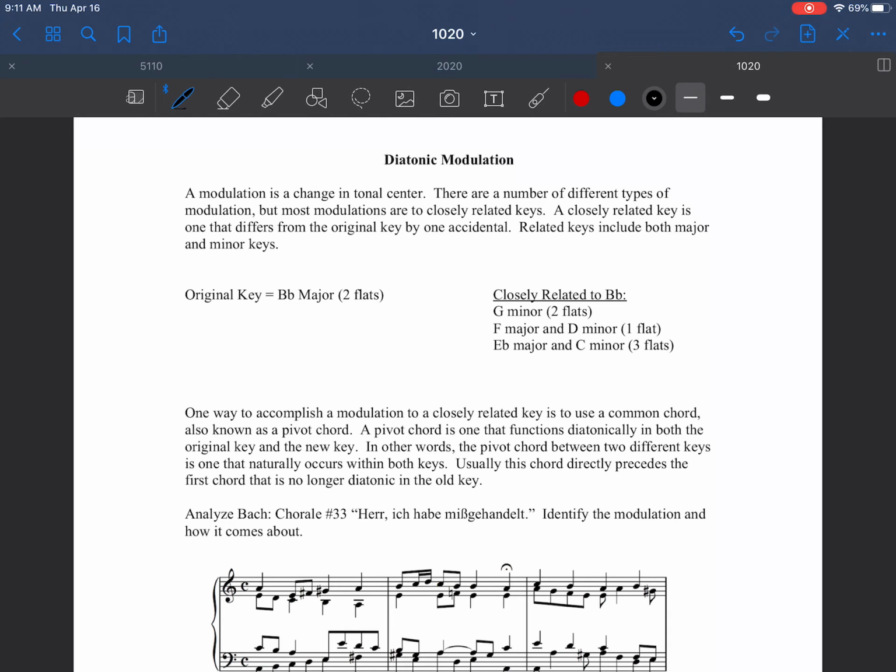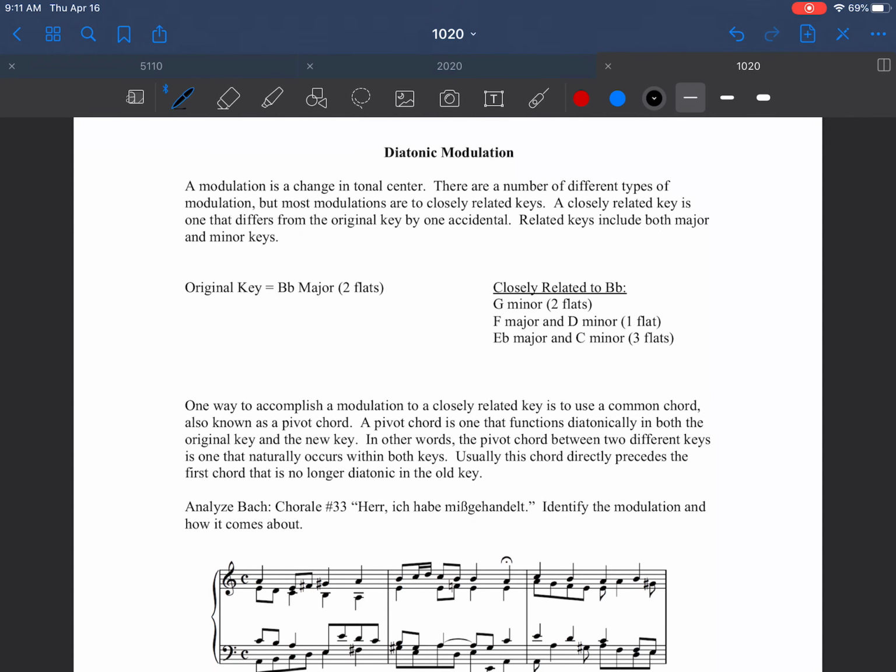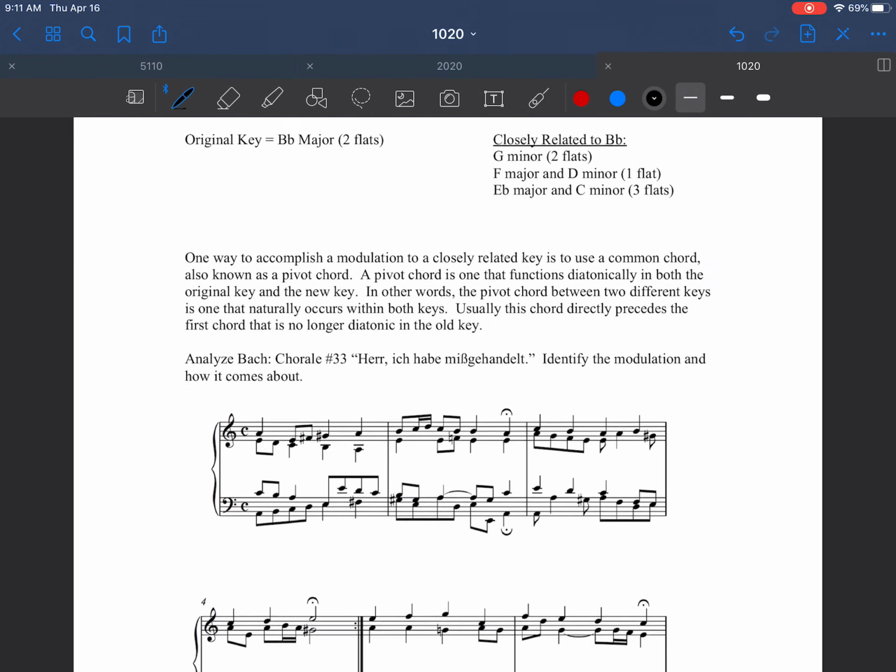It talks about first what a modulation is, and this should be a review from all of the Edpuzzle videos and the textbook reading that you've been doing so far. Modulation is a change in tonal center, and modulations that we've been talking about occur when things move to a closely related key. A closely related key is one that differs from the original key by one accidental, and it includes both major and minor keys, and you have an example on this handout.